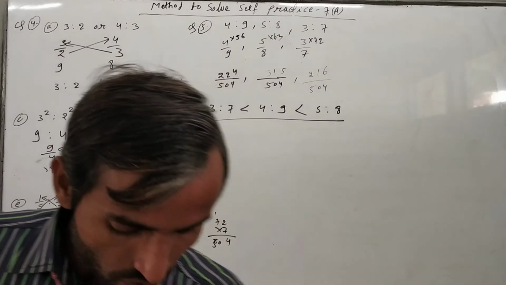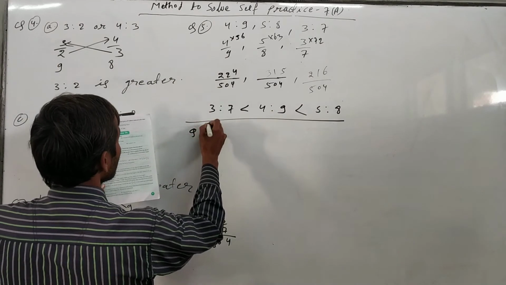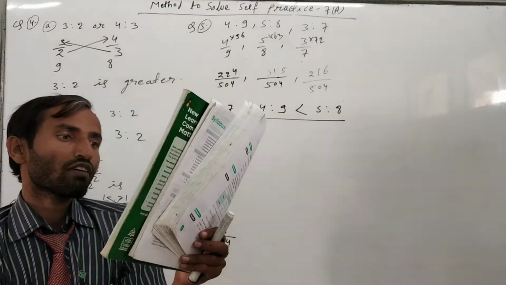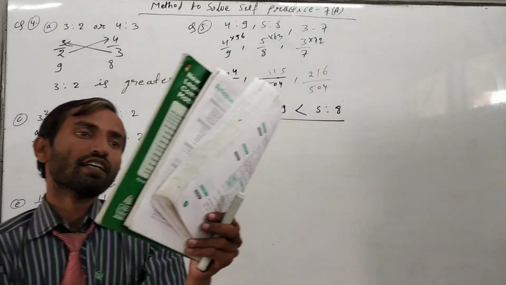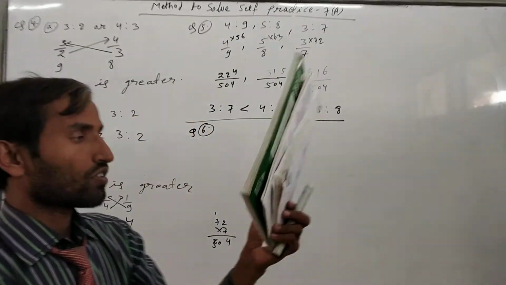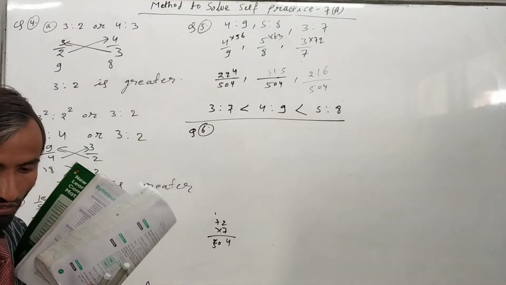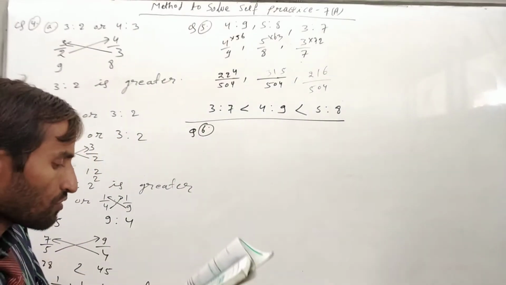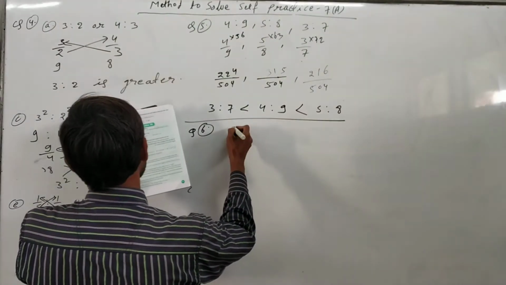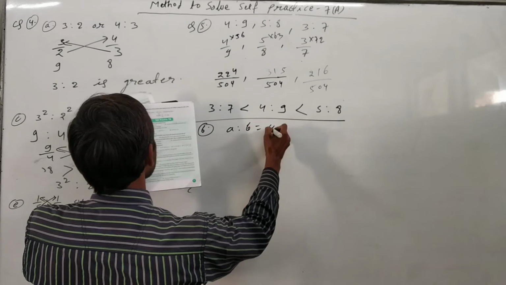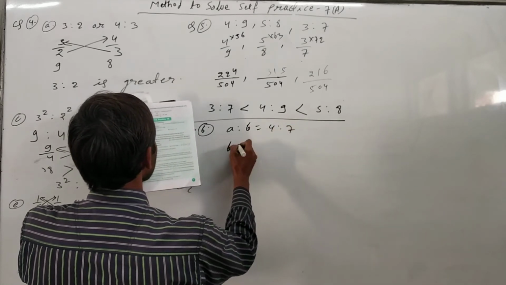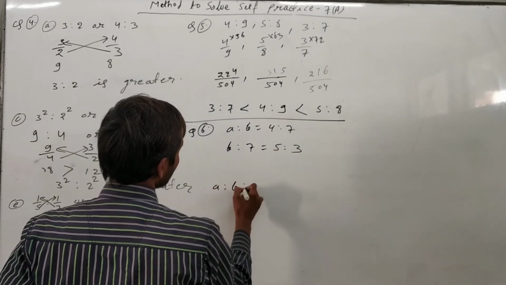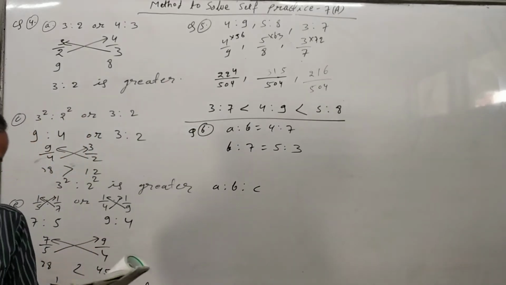Okay. Now next question number 6. How do we do question number 6? Just read the question. If A is to B is equal to 4 is to 7, B is to C is equal to 5 is to 3, find the value of A is to B is to C. Be careful with the question. First of all, write down here A is to B is equal to 4 is to 7, and here B is to C is equal to 5 is to 3, and we have to find A is to B is to C. How do we find the value of this ratio?